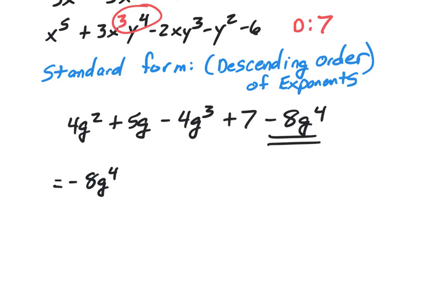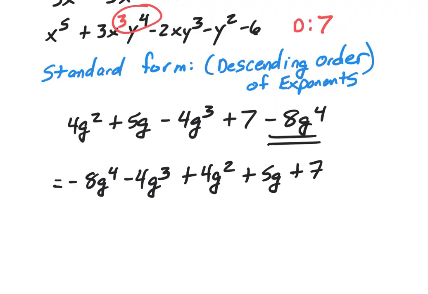And then we're going to go 4, 3, 2, 1, 0. So we're going to go minus 4g cubed plus 4g squared plus 5g plus 7. So we're going 4, 3, 2, 1, 0, all the way from the highest down to the lowest. And what that does is helps me to put it in the correct order.